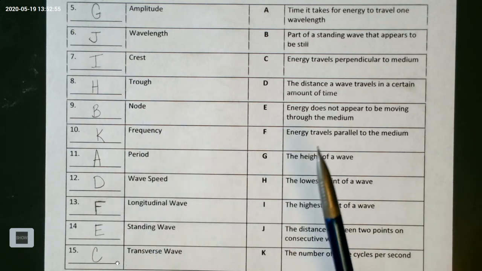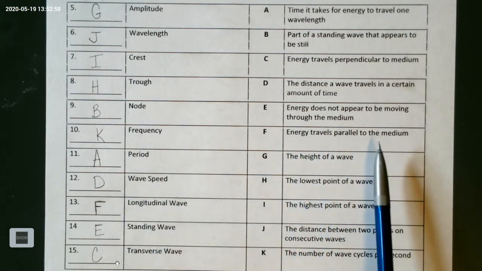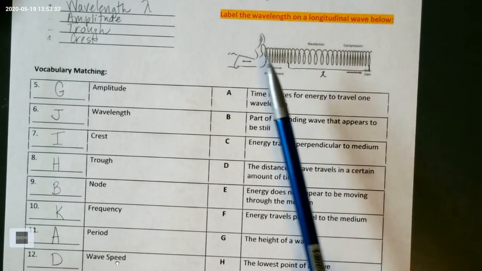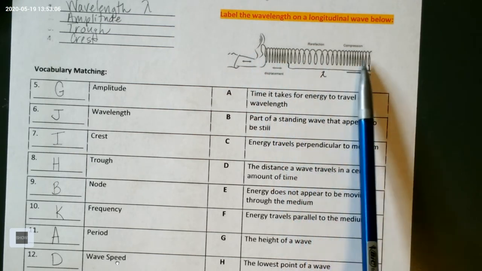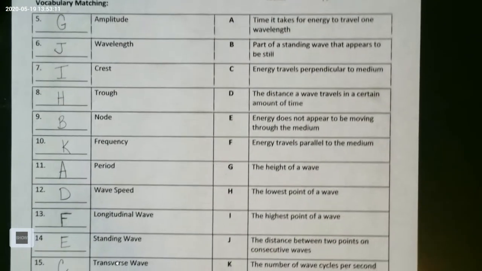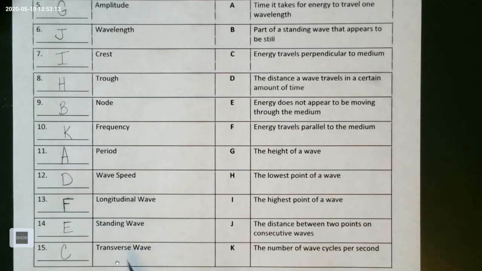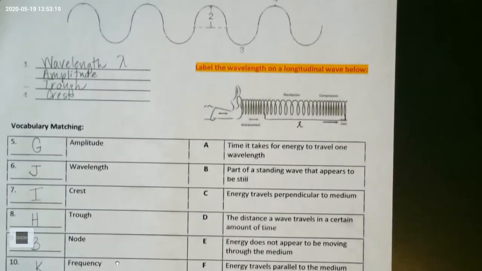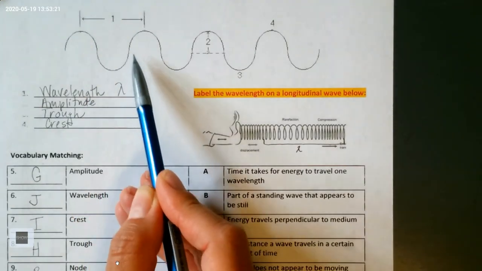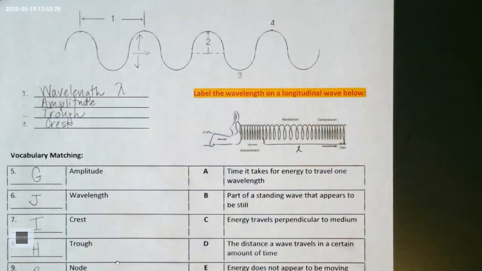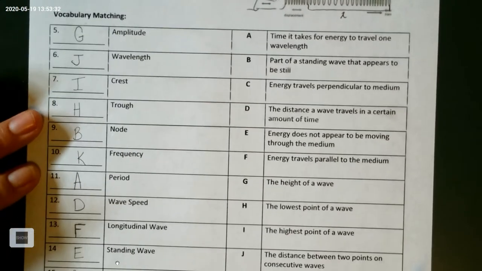Longitudinal wave is F, the energy travels parallel to the medium. So remember in this picture up here, the energy is traveling this direction. The medium, which happens to be the slinky, is also moving in this direction. So that is parallel. And then a transverse wave, which is C, is showing that energy travels perpendicular to the medium. So energy is traveling this direction, and the medium is traveling up and down. So that is perpendicular to each other. So that is the front part.